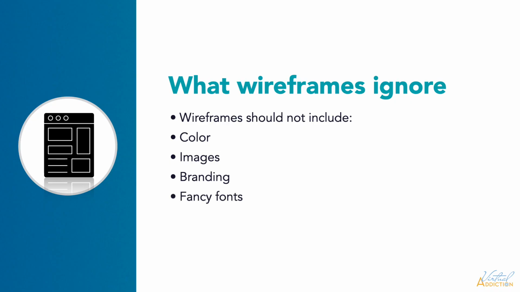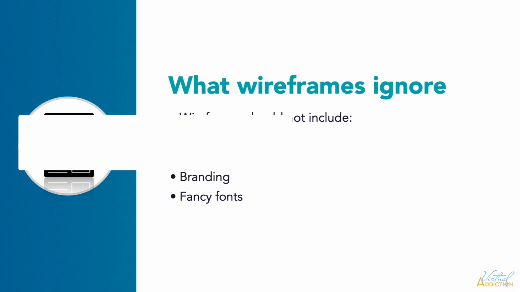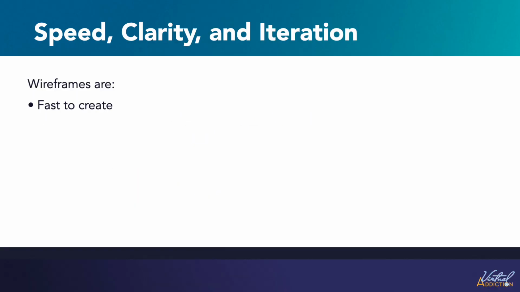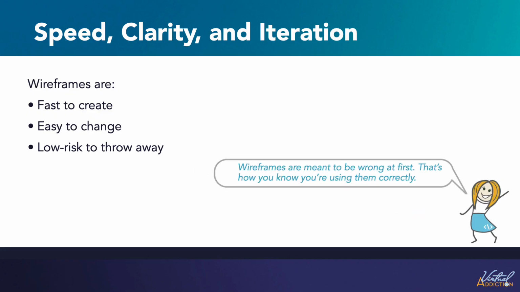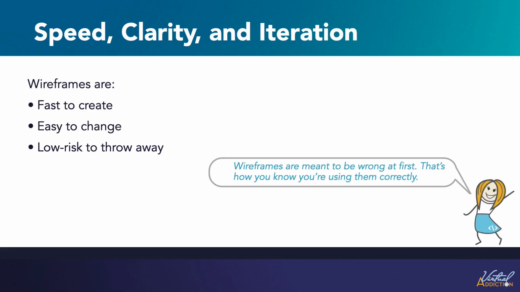Why do we do this? To avoid distractions, to prevent emotional attachment, and to make feedback about layout, not style. If you're arguing about colors, well, then you skipped a step. Wireframes are fast to create, easy to change, and low risk to throw away. Designers often make multiple wireframes, and that's normal. Wireframes are disposable thinking tools. They're meant to be wrong at first. That's how you know you're using them correctly.